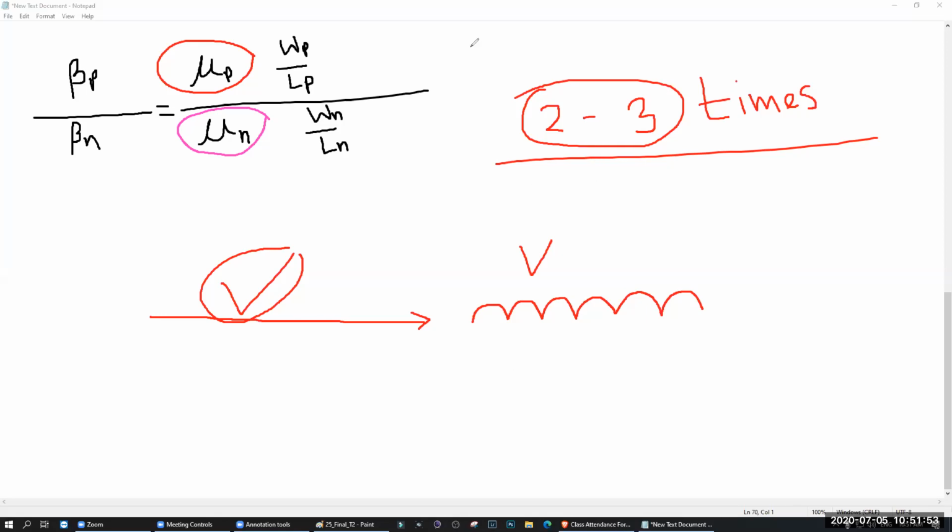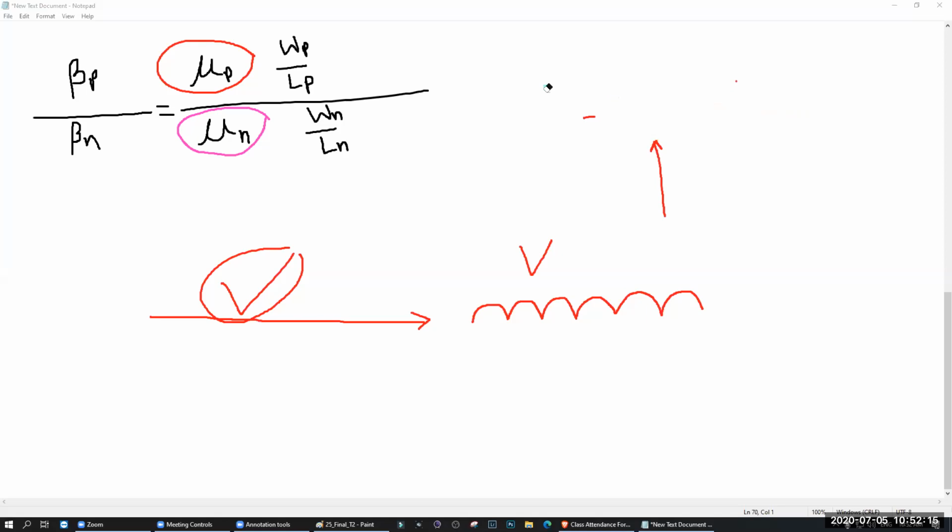That is why we have done our first lab, to find out if it is 2 times or 3 times. Normally, if we do not know, then we consider it is 2 times. But if you know, then you can use 3 times or 2.5 times, something like that. Okay. I'm going to erase this.